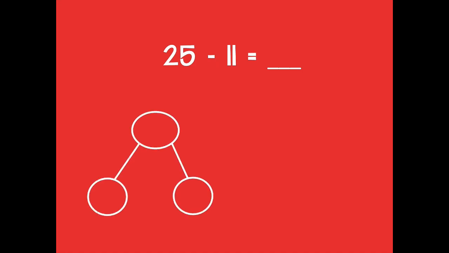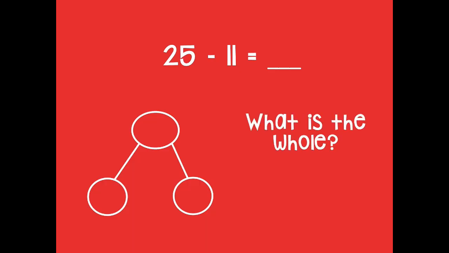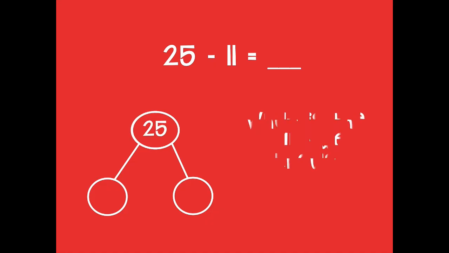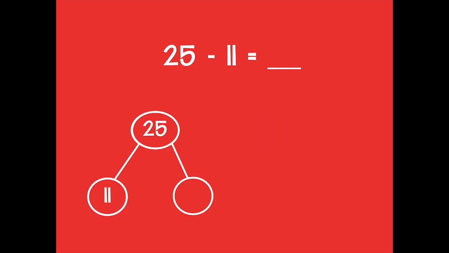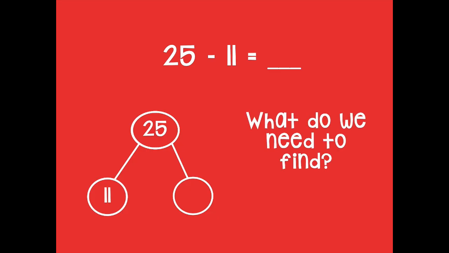All right, so here we have 25 minus 11. So if I draw my number bond, what is the whole? So I have 25, 11, and I have the unknown, right? So what's the whole? Yeah, it's 25. What is the part we know? 11. Right? And then what is the part we need to find? Yeah, that's our unknown, right? We need to find the difference between those.